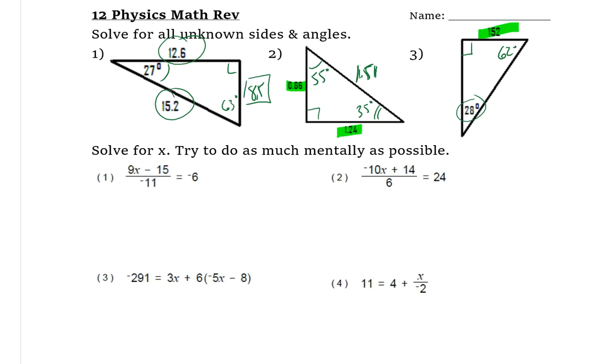I got the 62 degrees. I've got the 28 to choose from. I'd probably try and stick with the 28 because that's an initial given value, so I know it's right. Again, if I messed up the 62, then my sides are going to be wrong. So I'll try and stick with the 28.